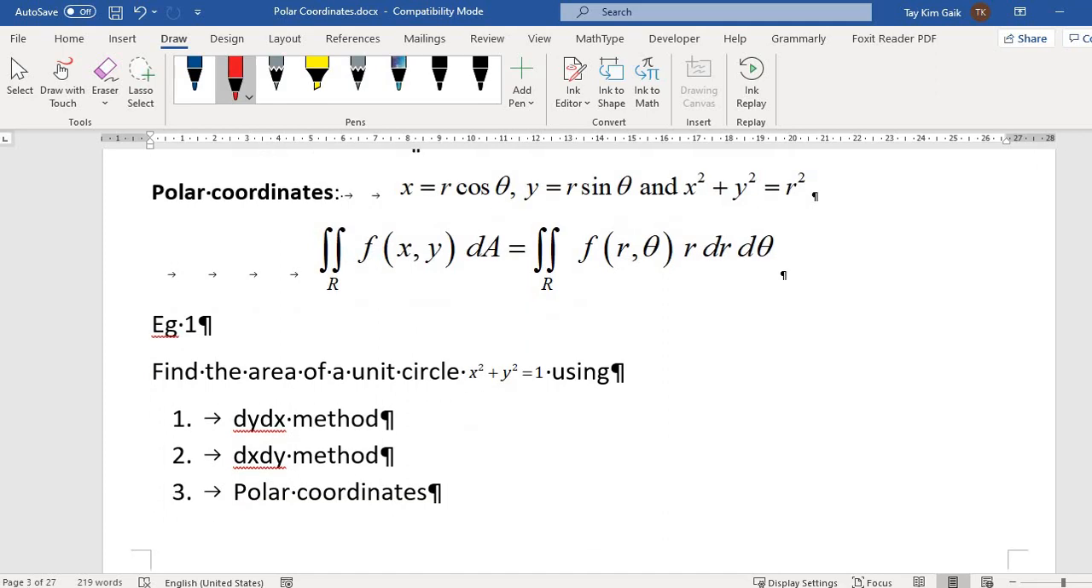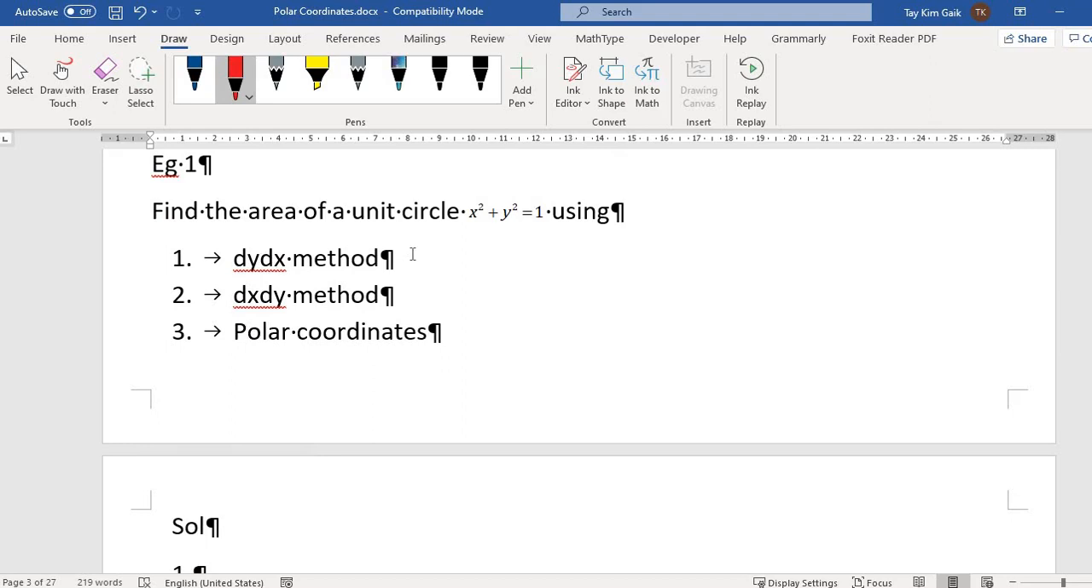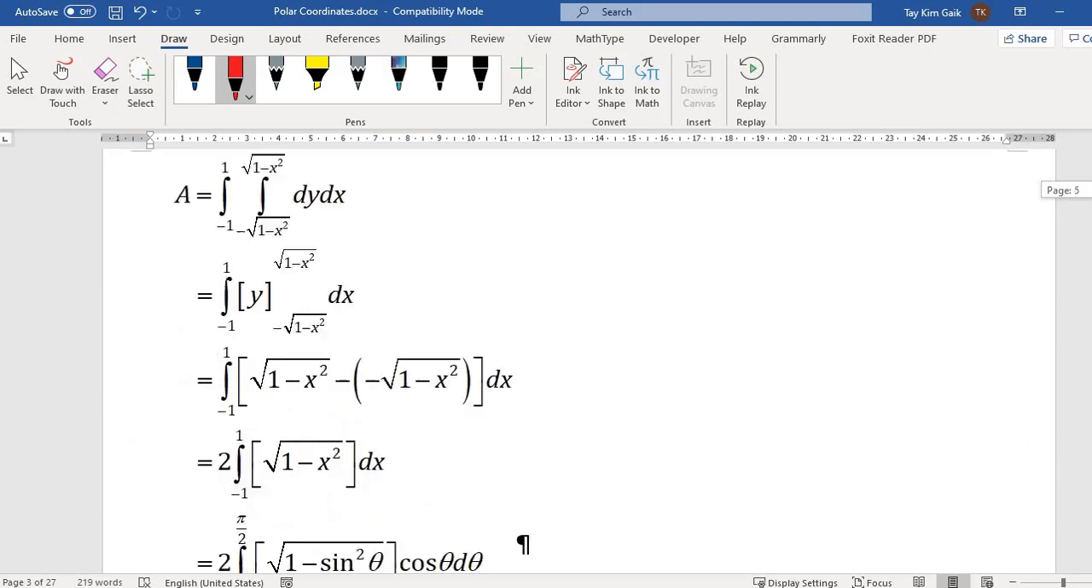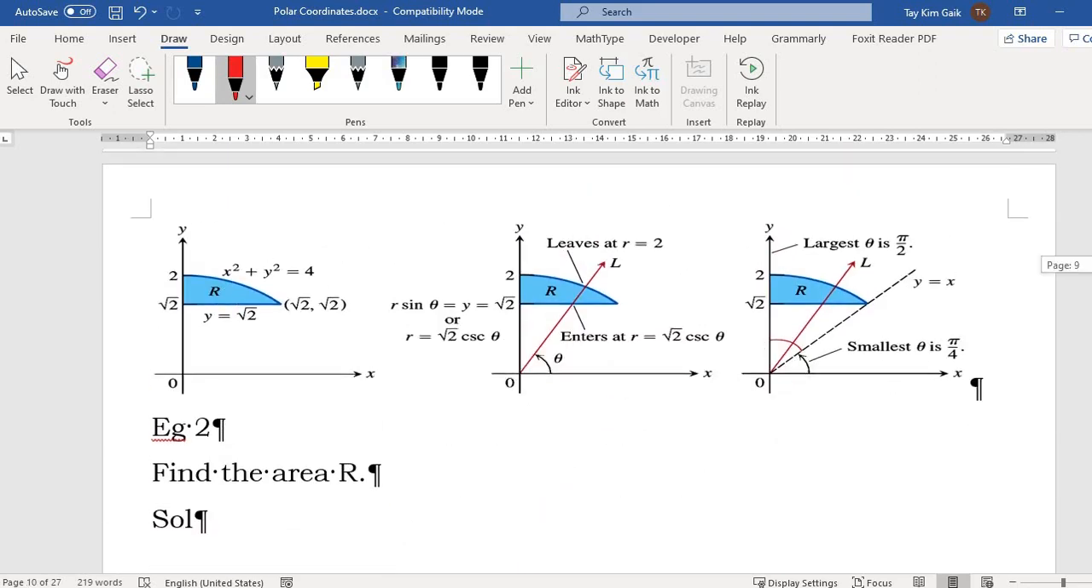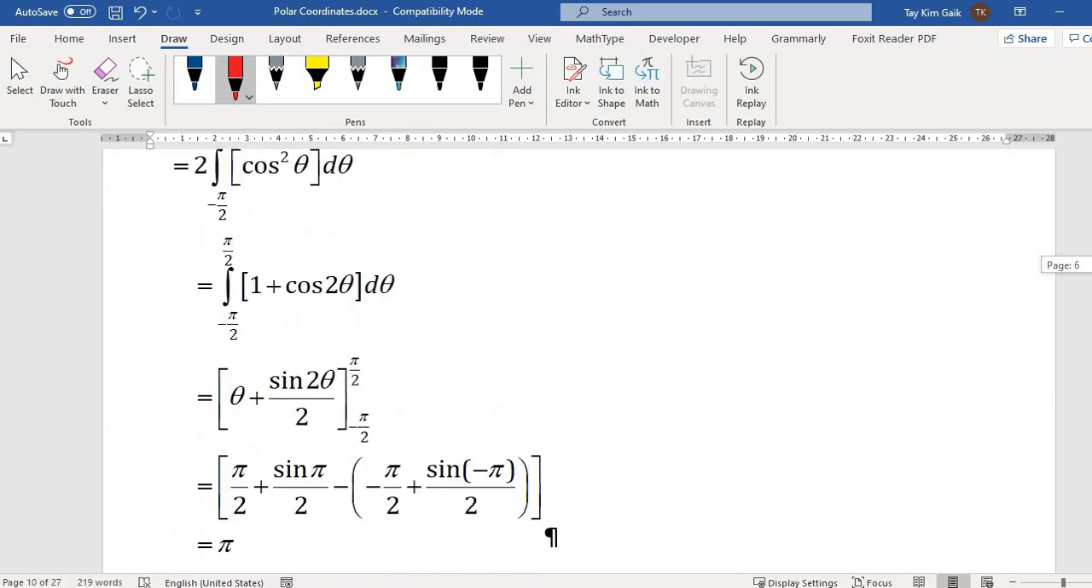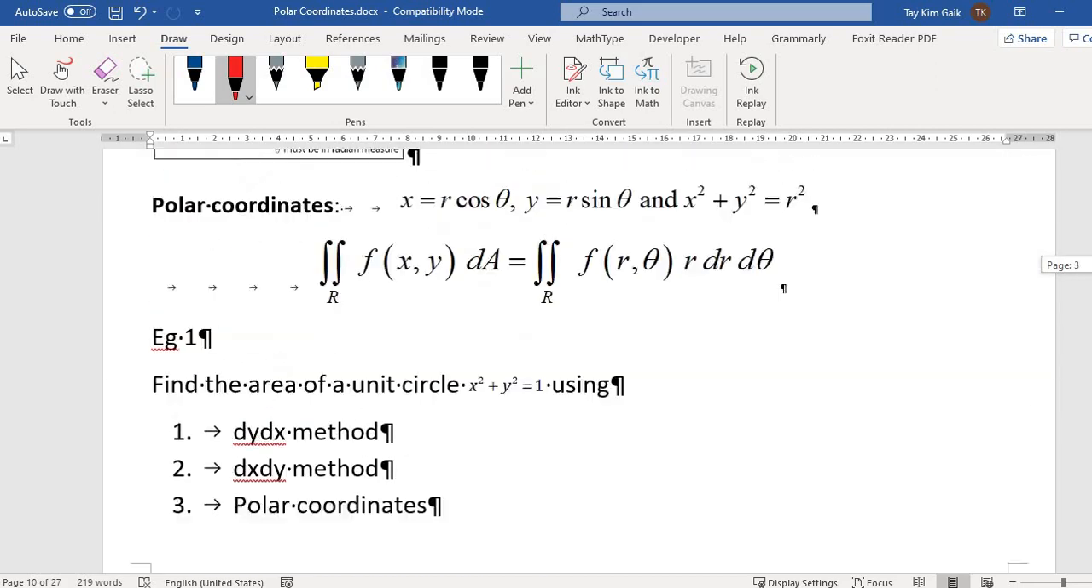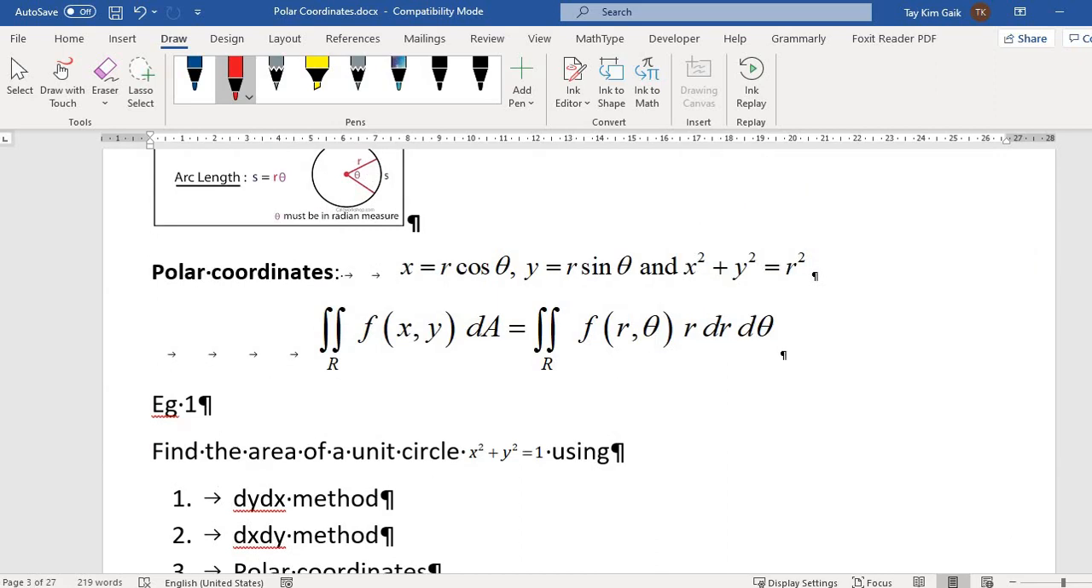So this is a double integral in Cartesian coordinates. If the region R is a circular region like example 1, where we want to find the area of a unit circle, then we will use polar coordinates. We use polar coordinates: dA changes to r dr d theta, x changes to r cos theta, y changes to r sin theta, and x squared plus y squared changes to r squared.